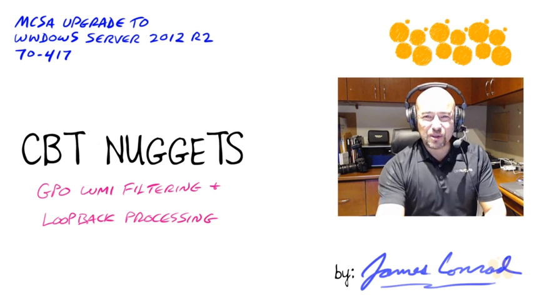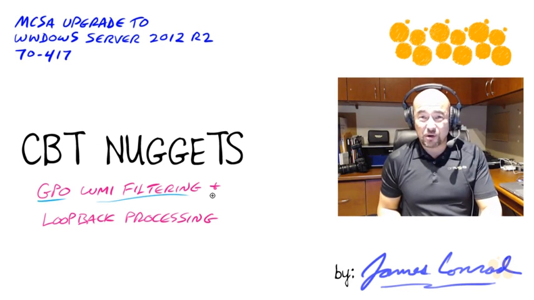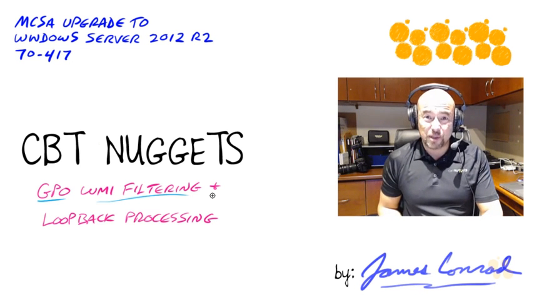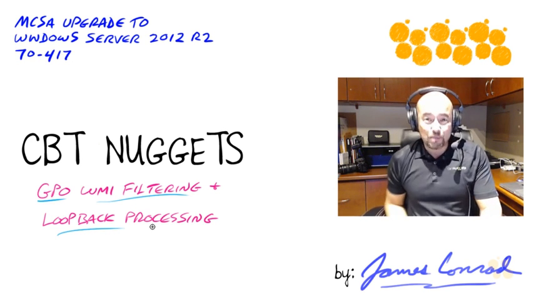In this nugget, we concluded our discussion of group policy objects, and we took a look at WMI filtering, which is a great way to narrow down very specifically group policy objects that apply only to a certain set of circumstances. And then we also looked at loopback processing as well.